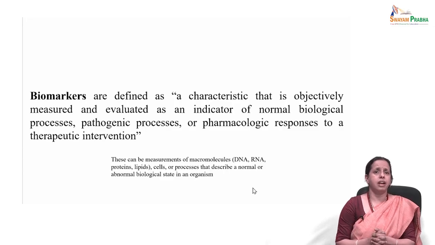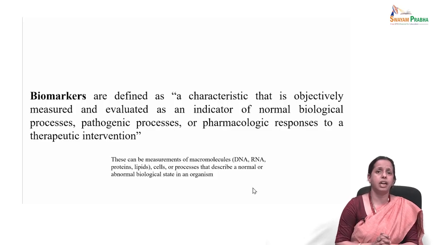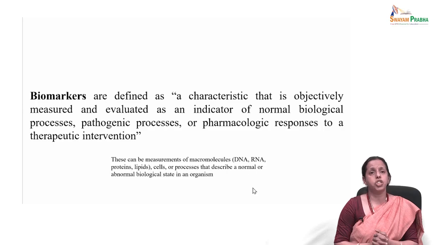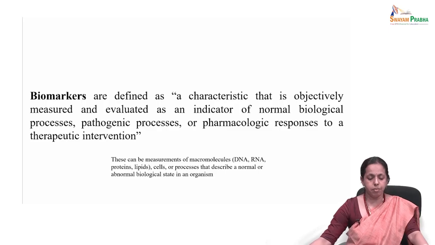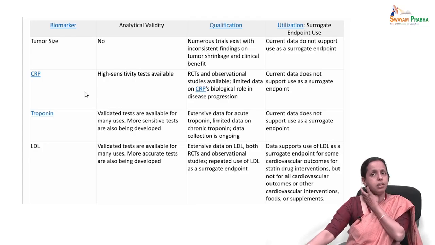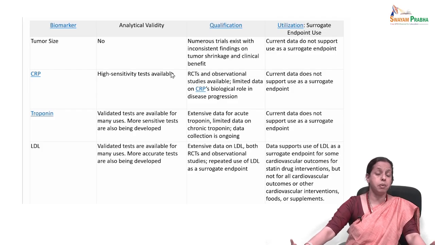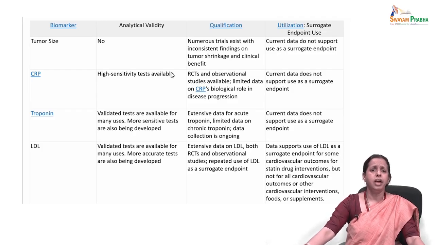Biomarkers are defined as a characteristic that is objectively measured and evaluated as an indicator of a normal biological process, a pathological process, or a pharmacological response to a therapeutic intervention. These can be measured by macromolecules such as DNA, RNA, proteins, or by cells or processes, for example, that describe a normal or abnormal biological state in an organism. Here I am talking very generally; we will take all of this forward in detail in your next session.